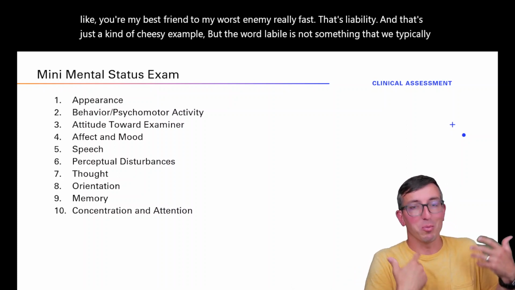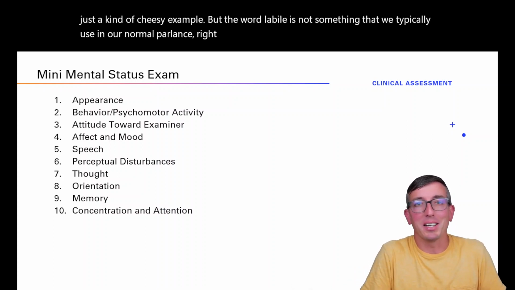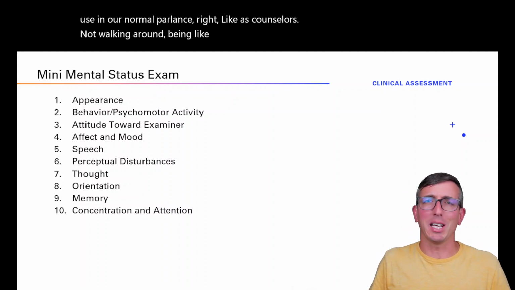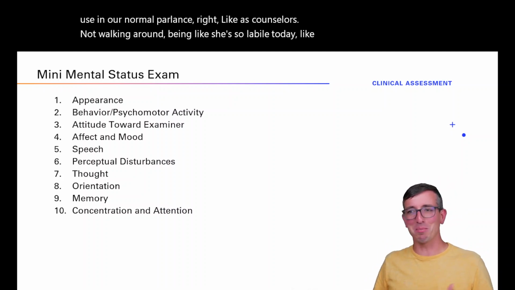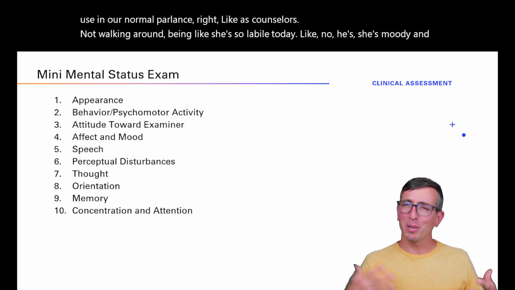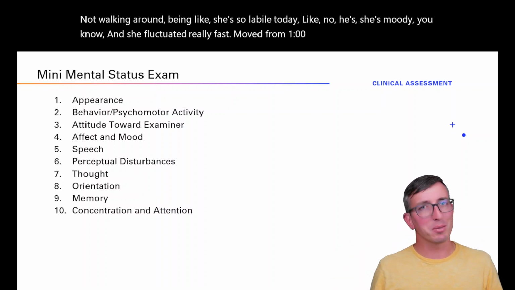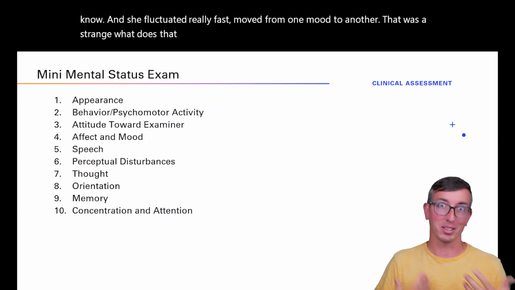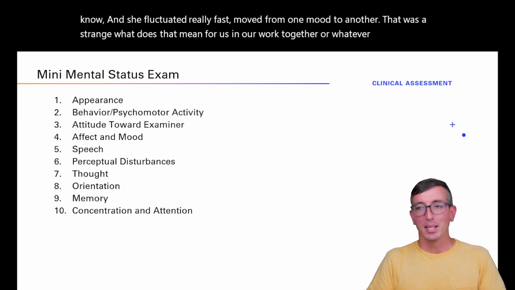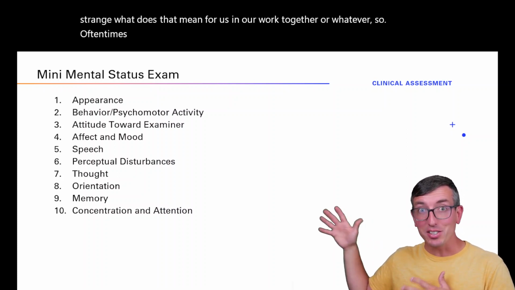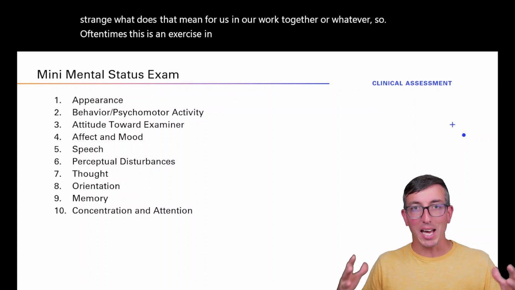That's just a kind of cheesy example, but the word labile is not something we typically use in our normal parlance, right? As counselors, we're not walking around saying, oh, she's so labile today. Instead, we say she's moody, she fluctuated really fast, moved from one mood to another. That was strange. What does that mean for us in our work together? So oftentimes this is an exercise in expanding your vocabulary, okay?